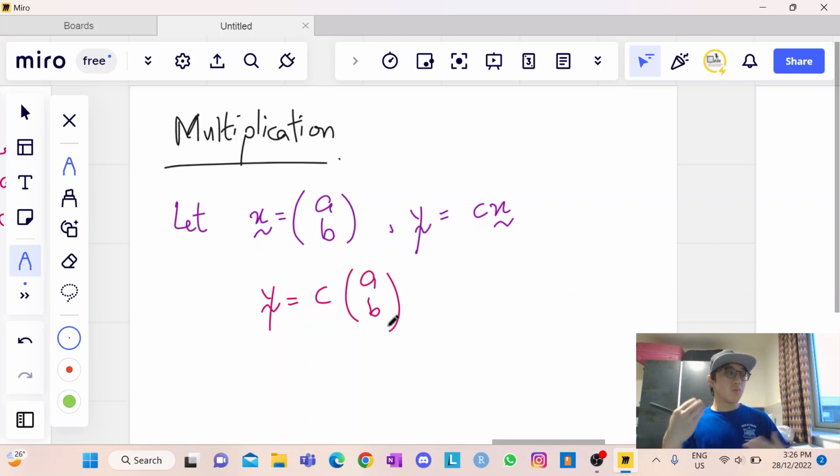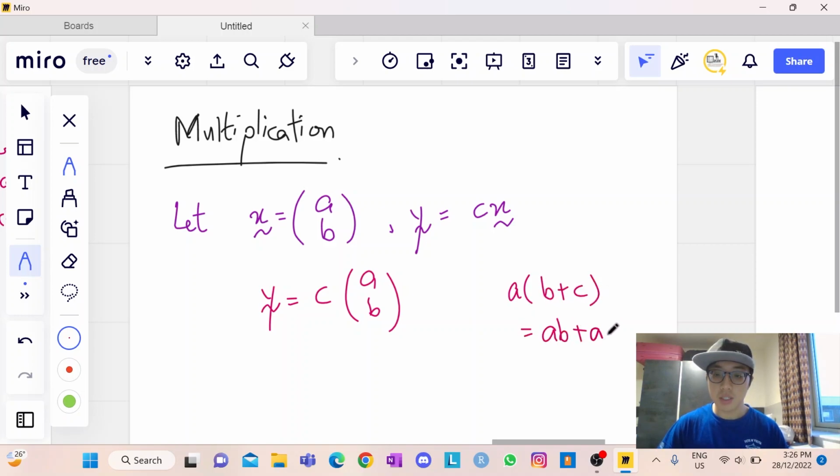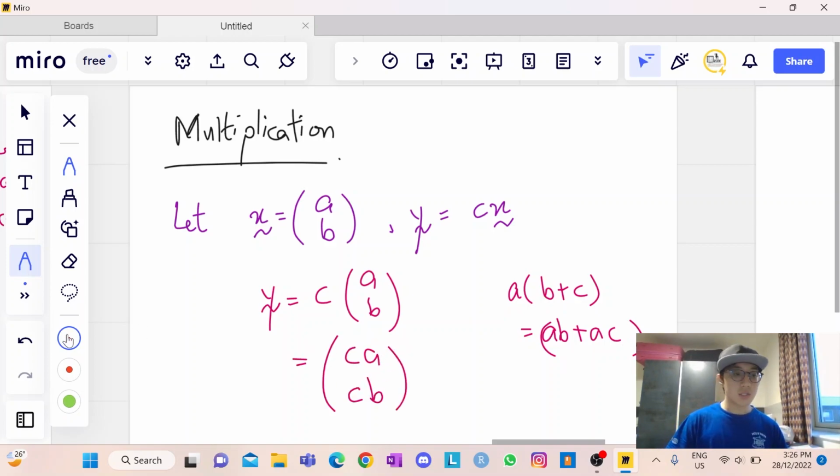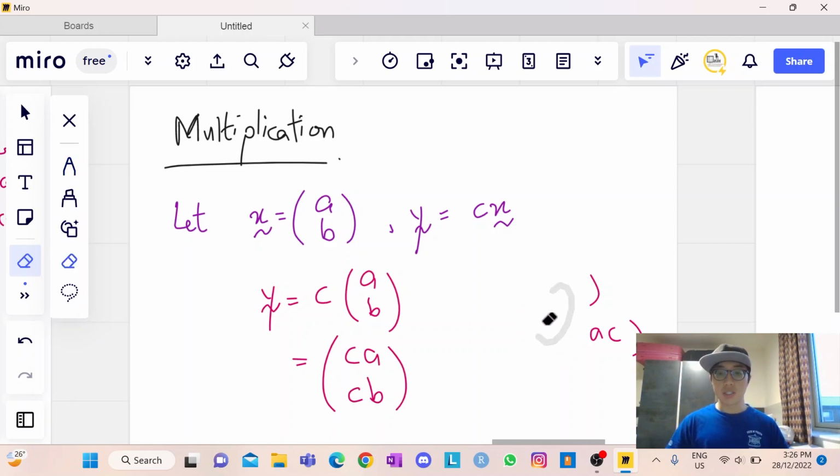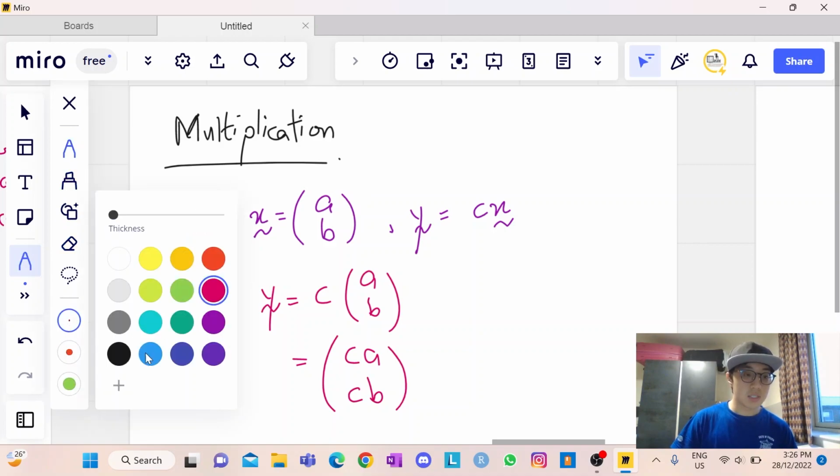So it works the same as a multiplication. When you have an a outside the bracket, it will be equal to ab plus ac. Therefore this one will be equal to ca and cb. It's just the same as the bracket multiplication that we have seen all this time. So this is about multiplication, and we can denote this as the same color.